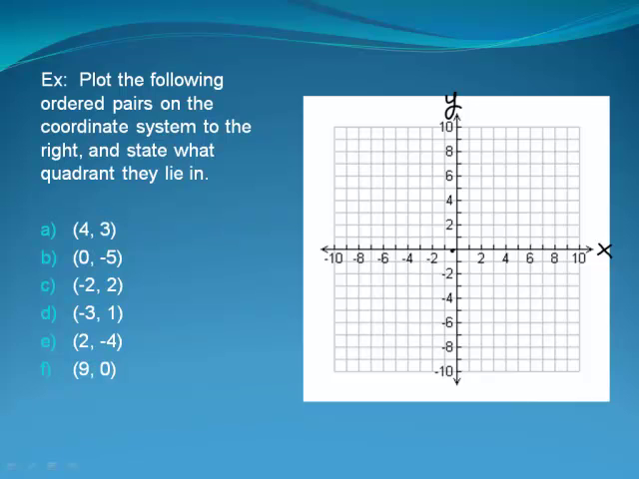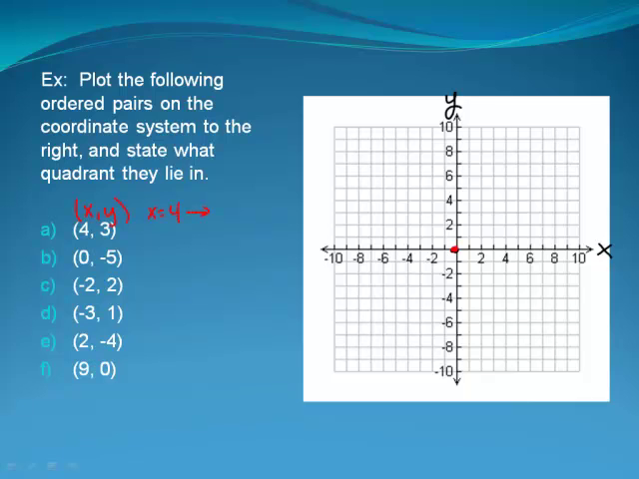All right, the method that we discussed is this. Always start at the origin at 0, 0. Start at 0, 0 and move the x values first. So if you look at that first example, 4, 3, remember that the x value is always written first and the y value is always written second. So start with the x value. X is equal to a positive 4.